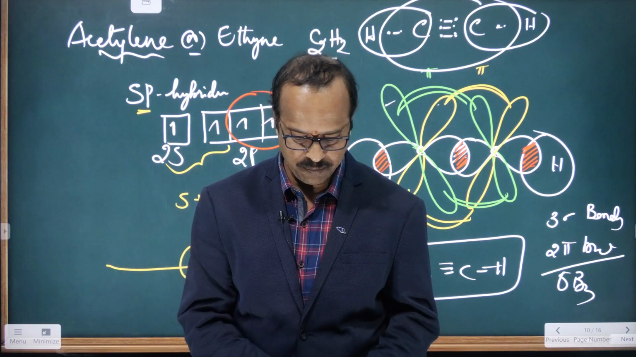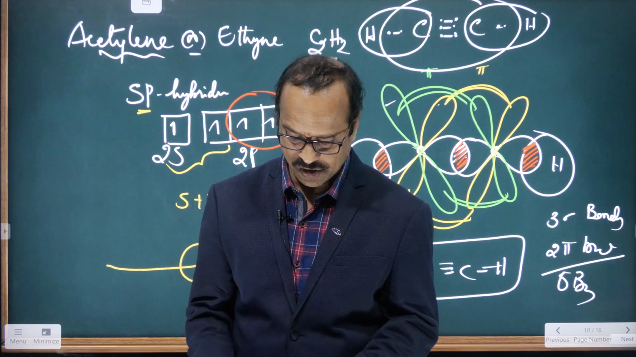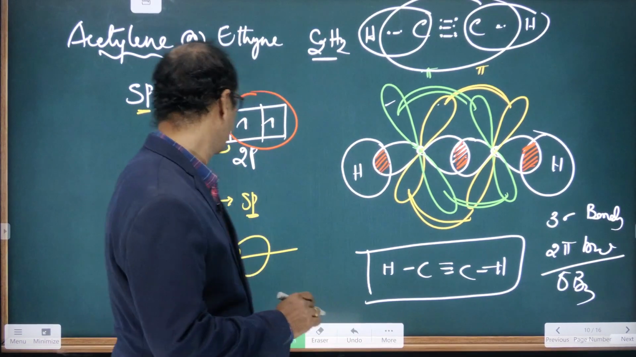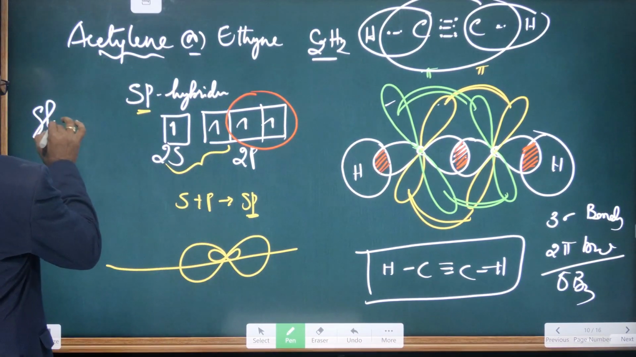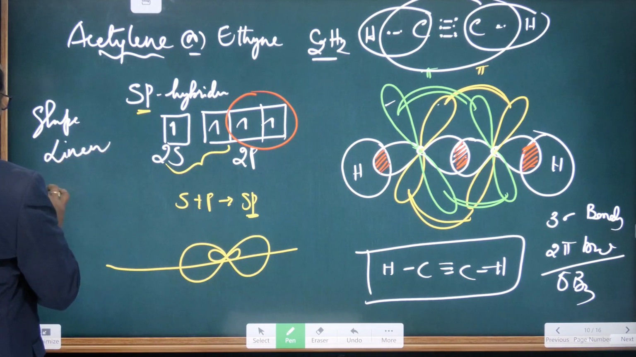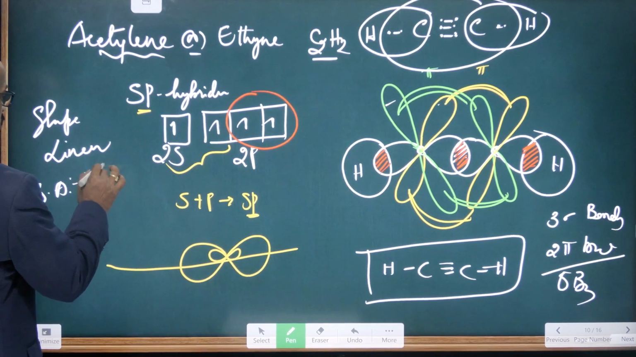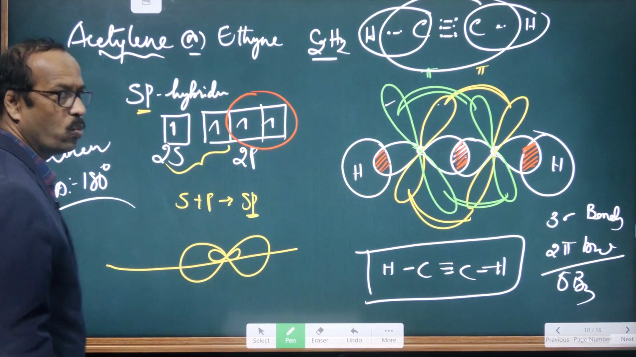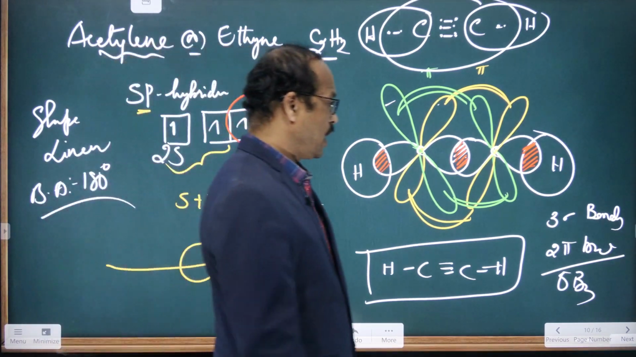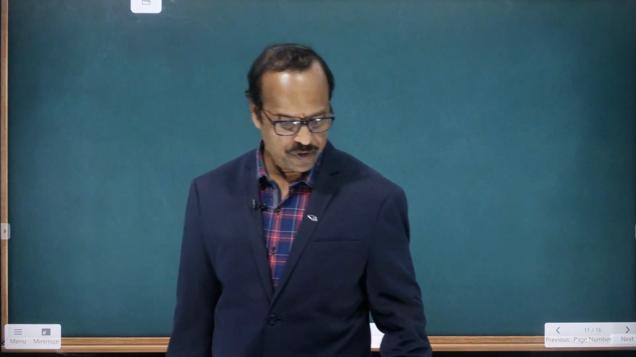Clear, students? So that's about the formation of the acetylene structure. Now, the acetylene structure shape is linear, and bond angle is 180 degrees, because it's linear. So the bond angle is 180 degrees. Clear to you? Okay.